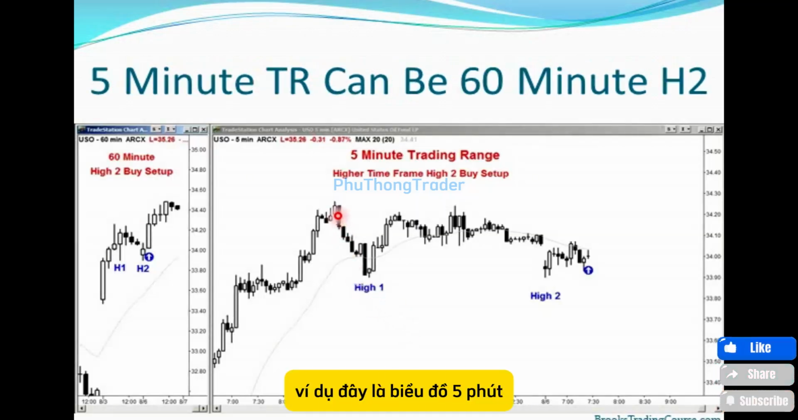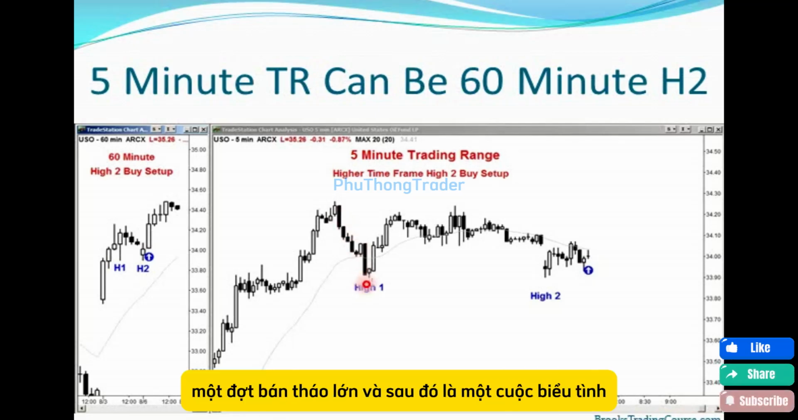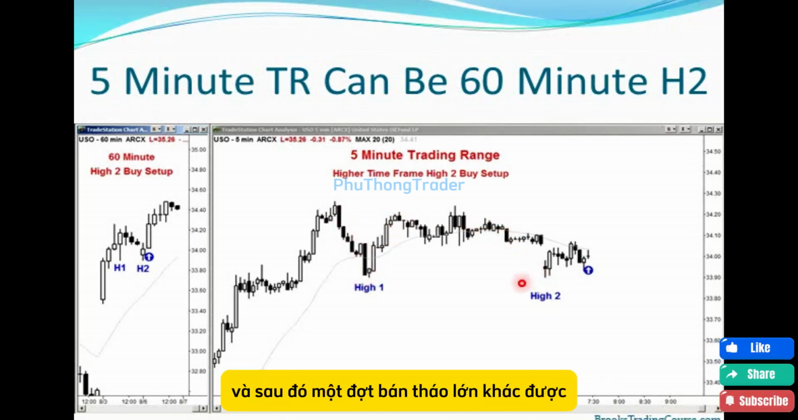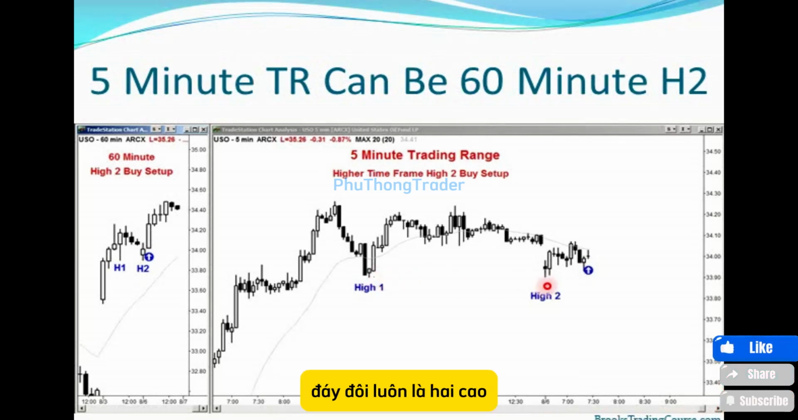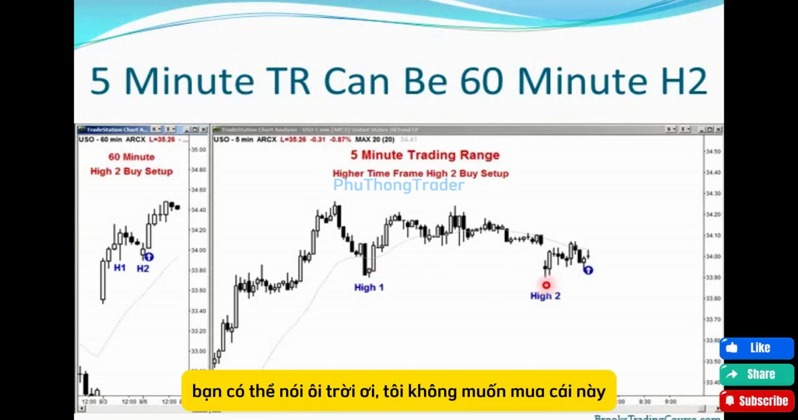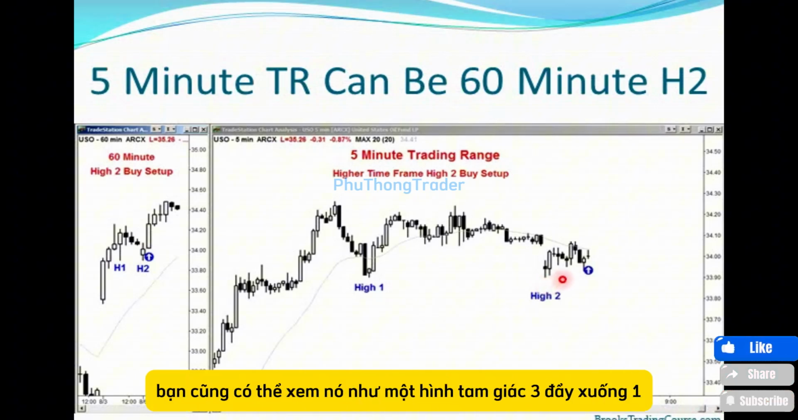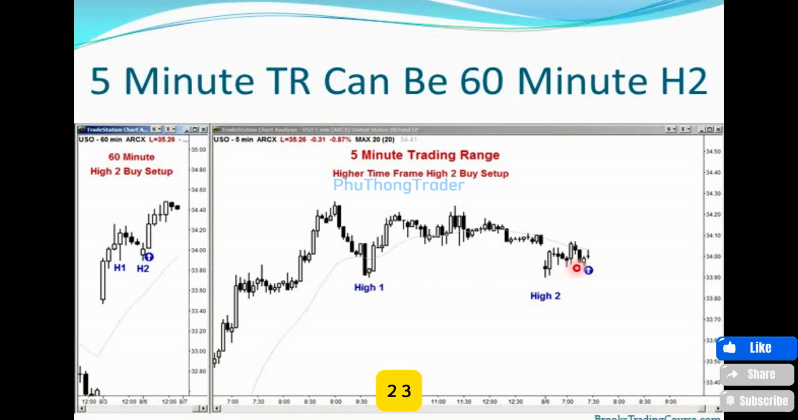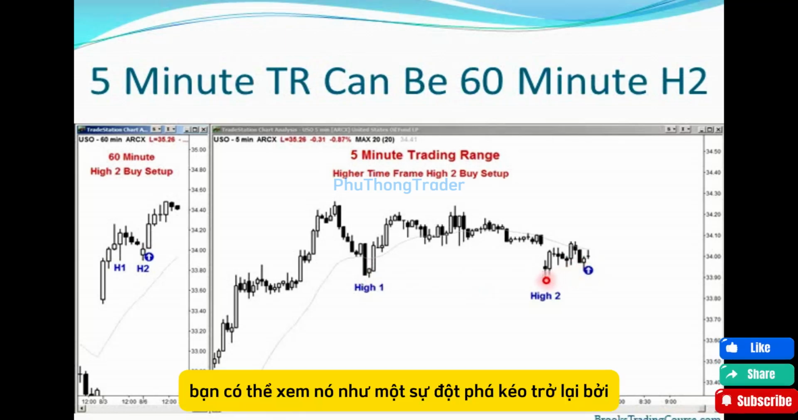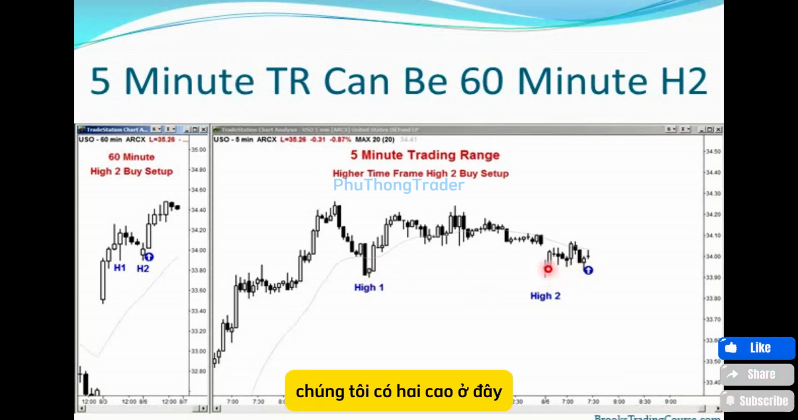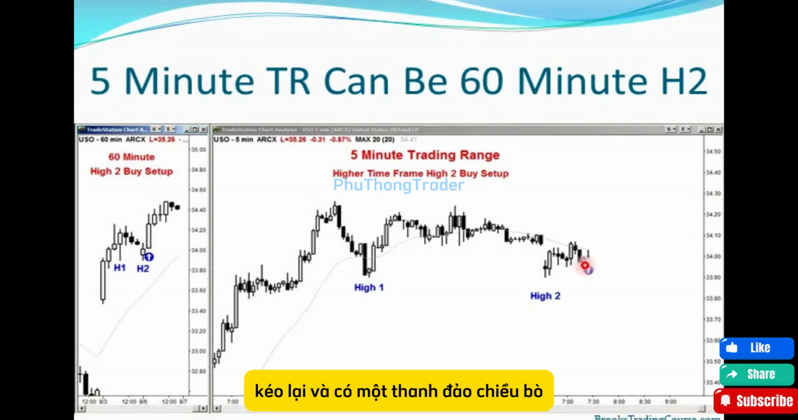For example, here's the 5-minute chart, a big sell-off, and then a rally, and then another big sell-off. Okay, double bottom is always a high 2. And you can say, well, Al, I don't want to buy this. Well, you can also view it as a triangle, 3 pushes down, 1, 2, 3. You can view it as a breakout pullback buy. We have the high 2 buy here, and then the market continued breaking out to the upside, pulled back, and had a bull reversal bar.